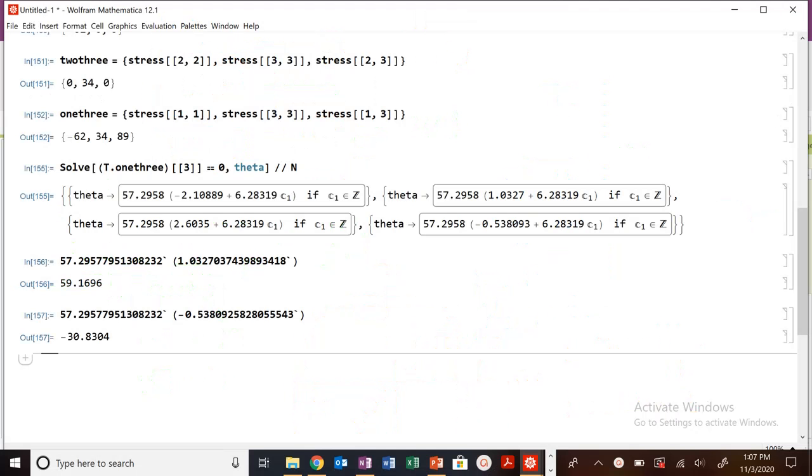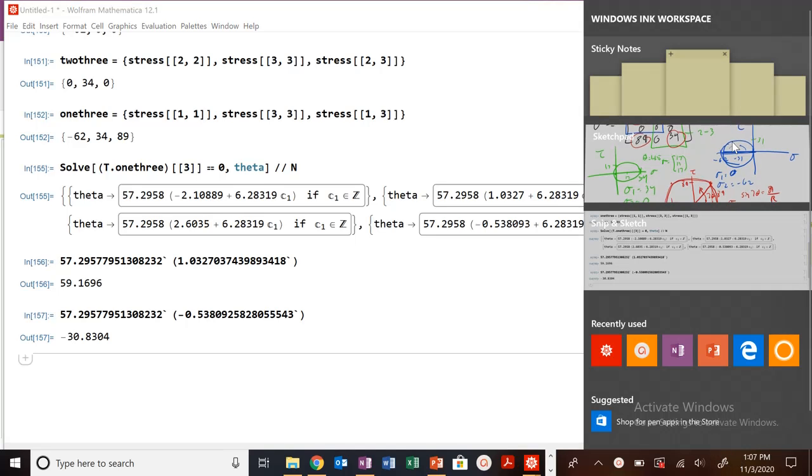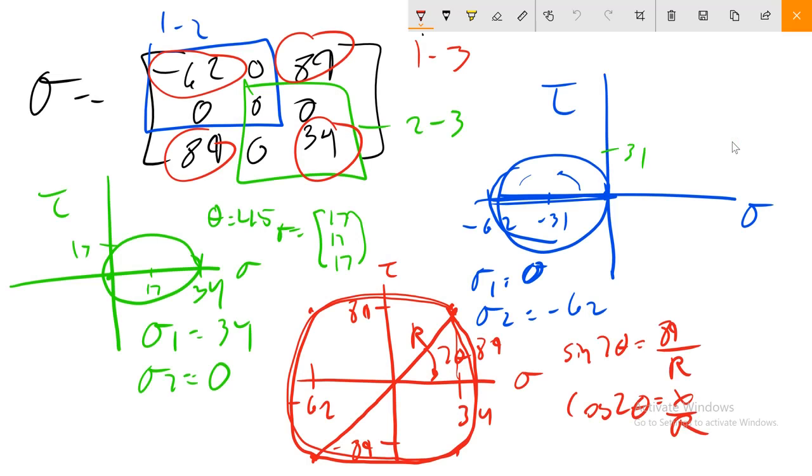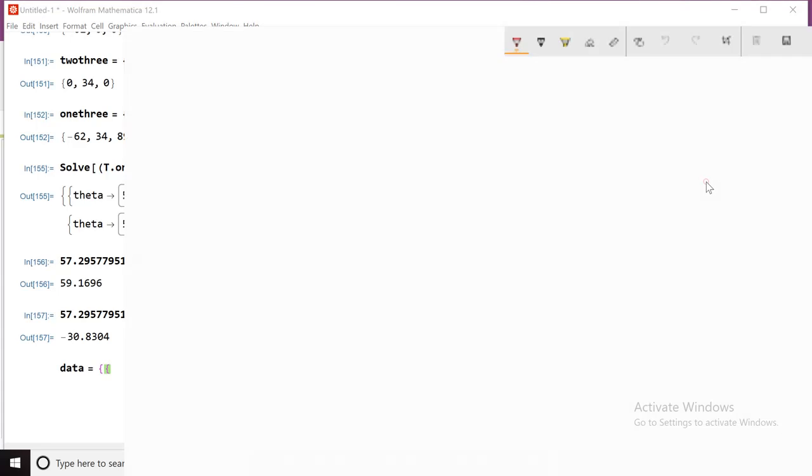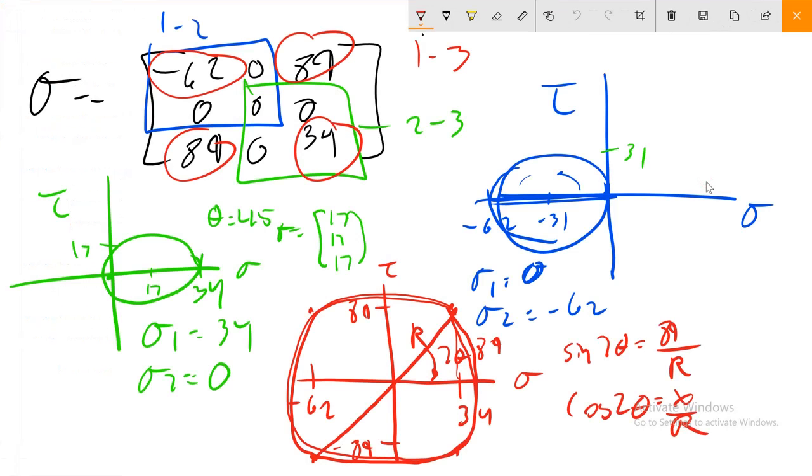So sine of 2 theta. Let's get into solving these geometric relationships that we saw right here, and figure out what our radius is. So same procedure as last time. I'm going to have some data, and that's going to be equal to, let's look back at our data points right here. So we have minus 62 and minus 89.